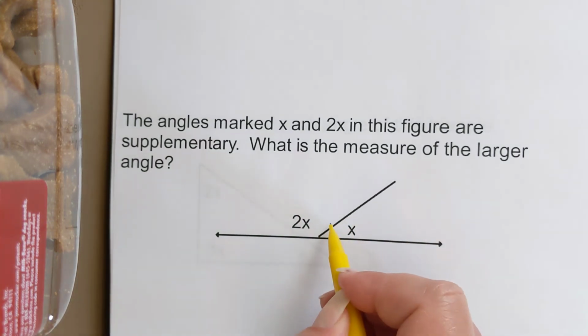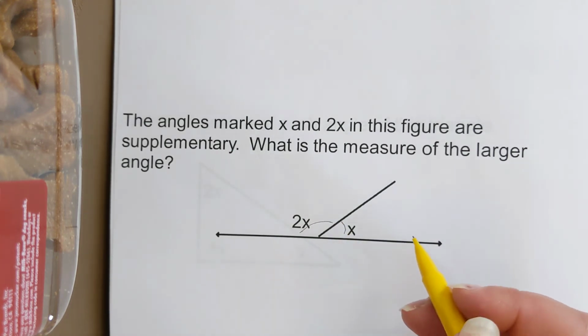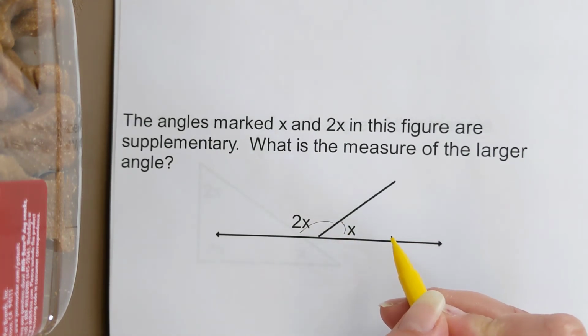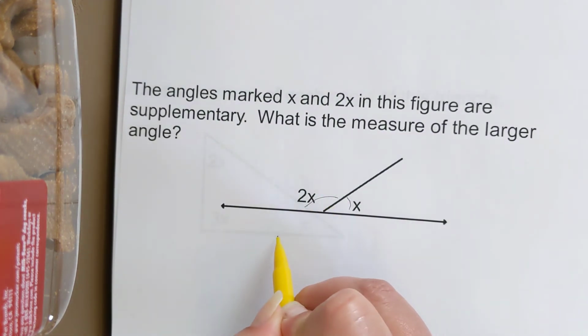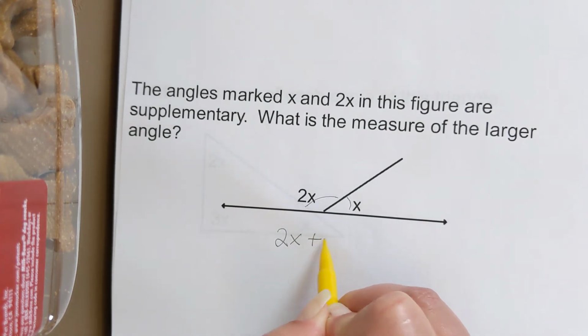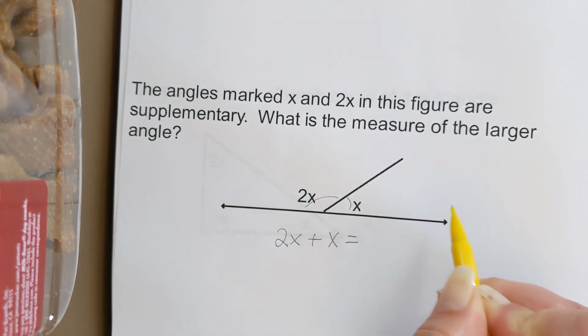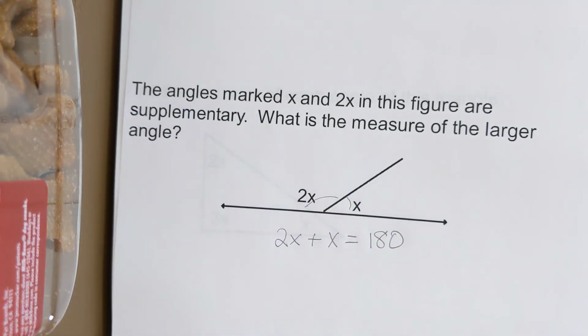Well, I know this angle plus this angle has to equal 180 degrees. So I need an equation that I can solve. So I'll take the first angle, 2x, add the second angle, x. Because they're supplementary, they add up to 180 degrees. 2x plus 1x will give me 3x equals 180 degrees.